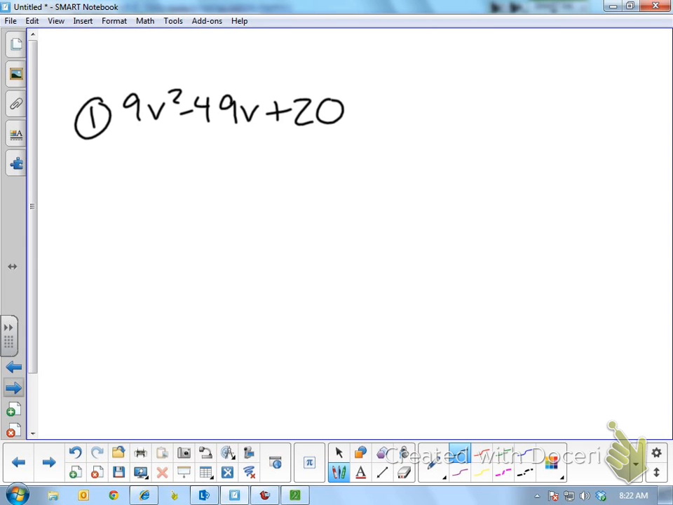How do we tell what degree a polynomial is? The highest exponent tells us. So what's the highest exponent on this one? 2. So second degree. And then how many terms are there? 3. So second degree, 3 terms.